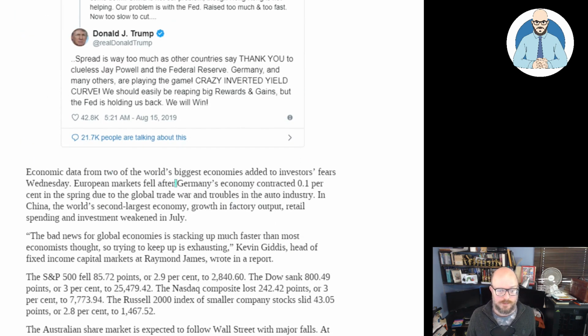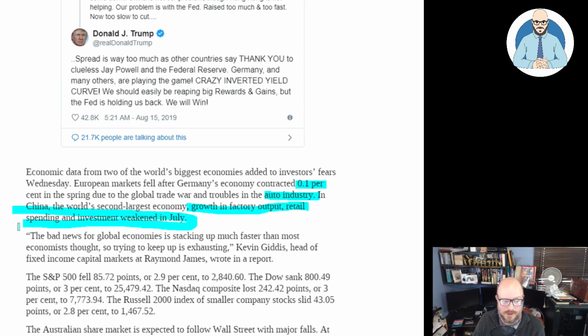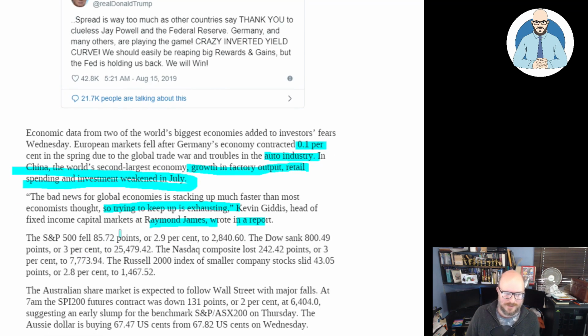Economic data from two of the world's biggest economies added to investors' fears on Wednesday. European markets fell after Germany's economy contracted 0.1% in the spring due to the global trade war and troubles in the auto industry. In China, the world's second largest economy, growth in factory output, retail spending and investment weakened in July. "The bad news for global economies is stacking up much faster than most economists thought, so trying to keep up is exhausting," Kevin Giddas, head of fixed income capital markets at Raymond James, wrote in a report. So we're seeing a different quote from him here to what we got in the other article.